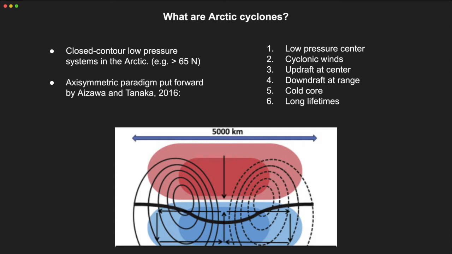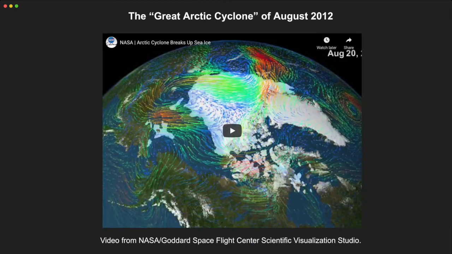So Eizawa and Tanaka came to this structure after analyzing a couple of case studies. And so we're going to see, if we look at a larger number of cyclones and statistically analyze their structure, does this axisymmetric structure really hold up in reality? What we're also going to look at is how these cyclones affect Arctic sea ice.